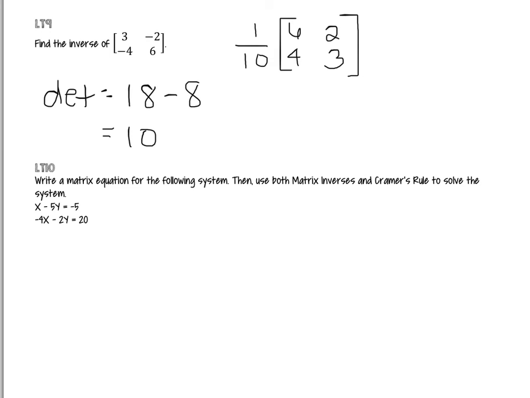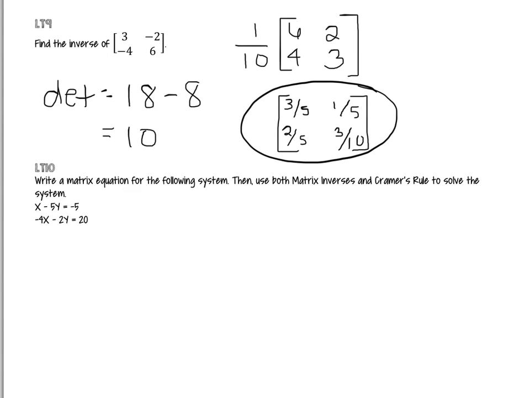Now I would like for you to go a step further, and we're going to divide everything by 10, okay, and then simplify our fractions. So 1/10 of 6, that's 6 divided by 10, will simplify to 3/5. 1/10 of 2, that simplifies to 1/5. 1/10 of 4, that'll simplify to 2/5. And 1/10 of 3 is just going to be 3/10, and that's as simple as this one will get.